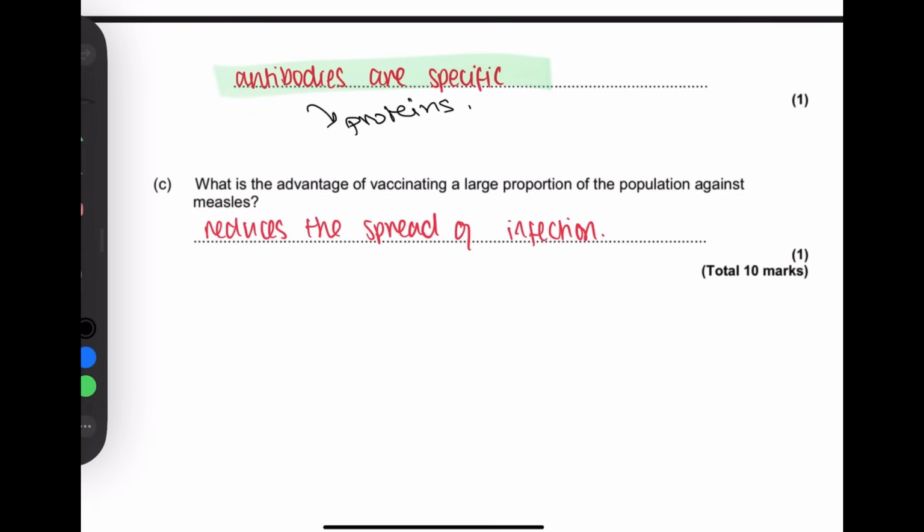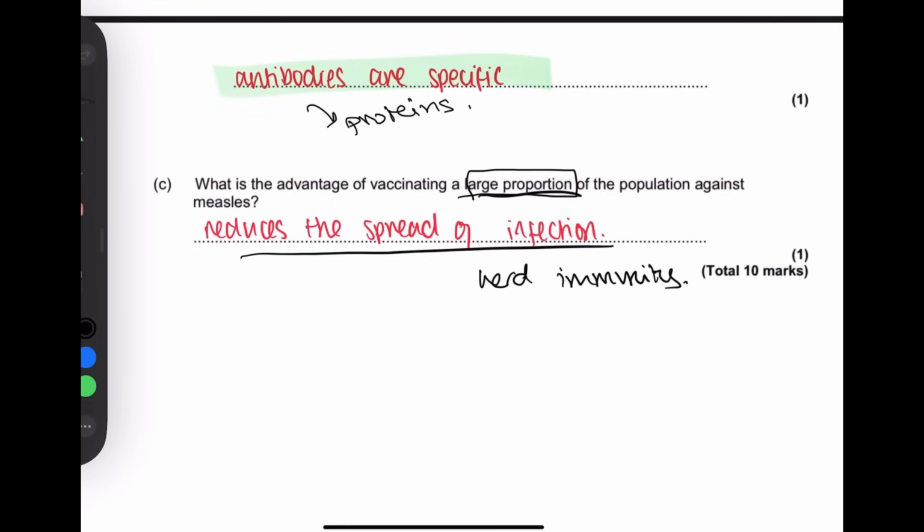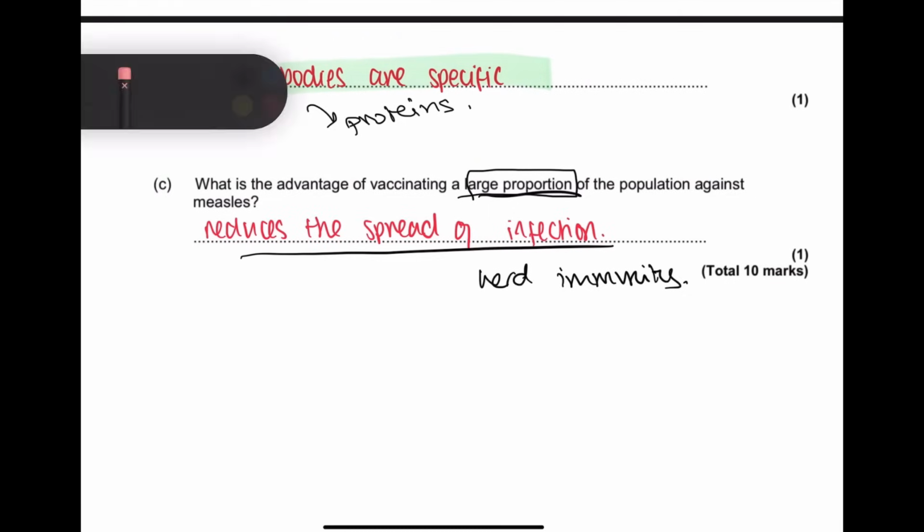C. What is the advantage of vaccinating a large portion of the population against measles? So because it says large portion, this is talking about the reduce of spread of infection. This is what we like to call herd immunity. So they're not talking about what the benefits are for one person. They are saying a large portion of the population. So it reduces spread of infection. Make sure you look closely on what the question is actually asking you before you try and answer.